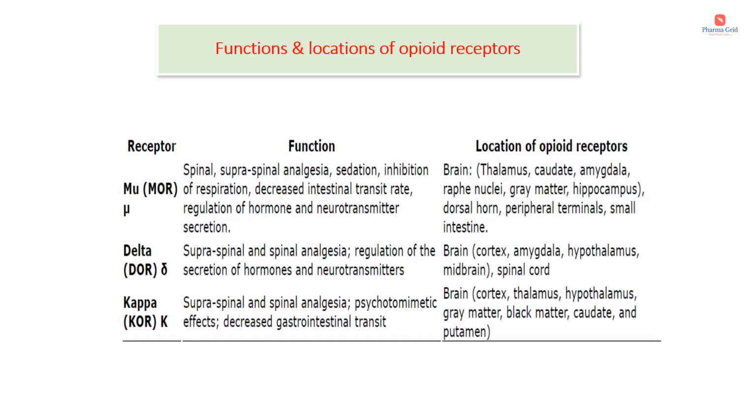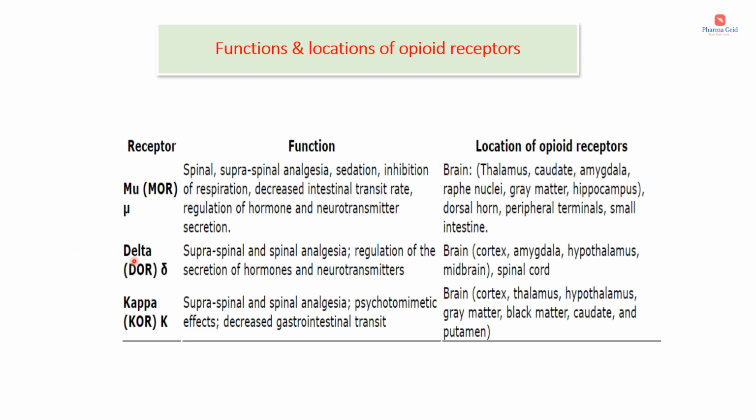In this slide you can see the functions as well as locations of the opioid receptors. The three main opioid receptors include mu, delta and kappa, and here you can see their corresponding functions. For example, for mu receptors the functions include spinal and supraspinal analgesia, sedation, inhibition of respiration, decreased intestinal transit rate, and regulation of hormone and neurotransmitter secretion. The mu receptors are located in the brain, mainly in the thalamus, caudate, amygdala, raphe nuclei, gray matter and hippocampus, and also in the dorsal horn, peripheral terminals and small intestine.